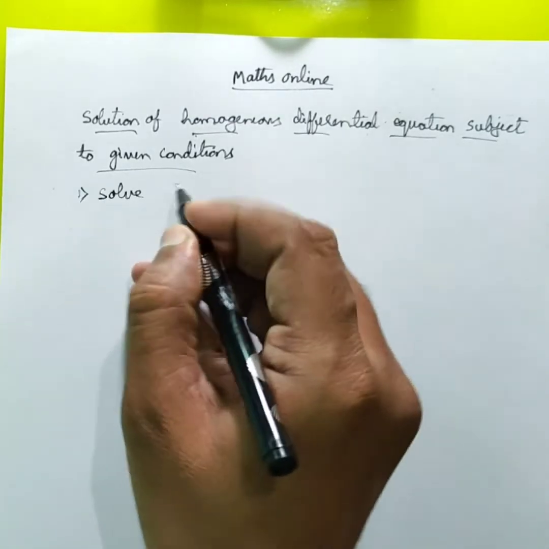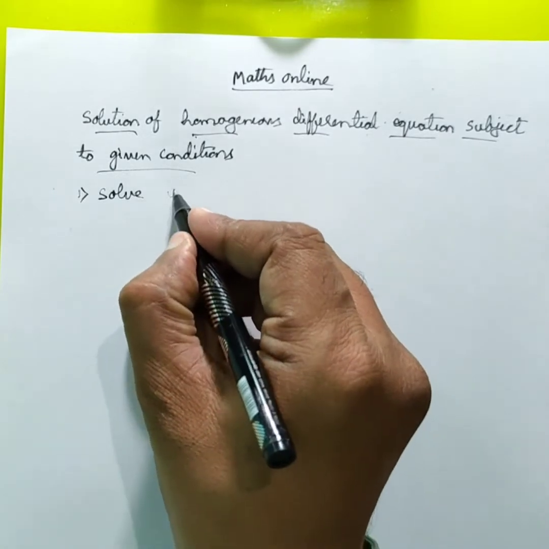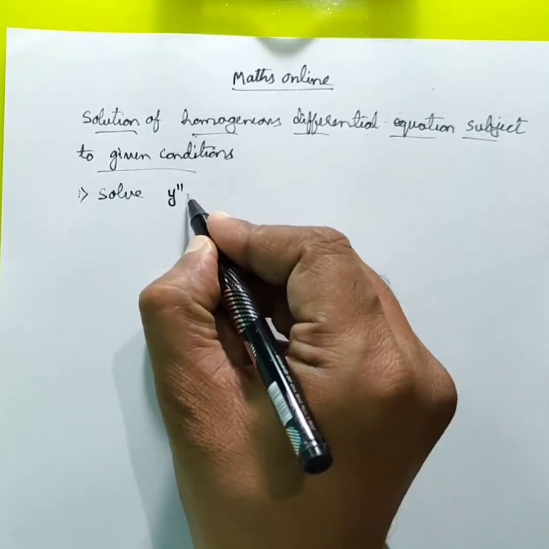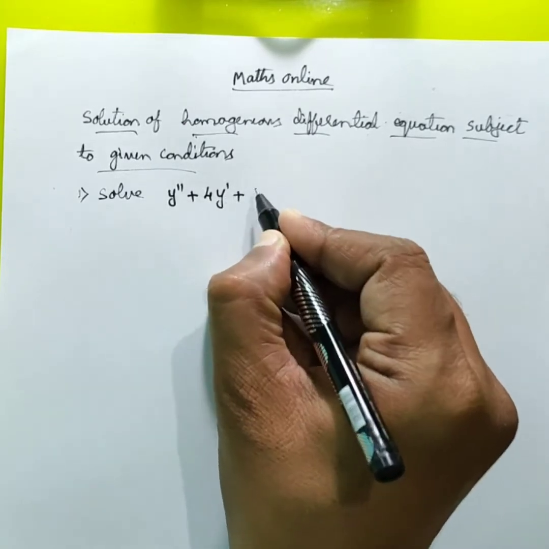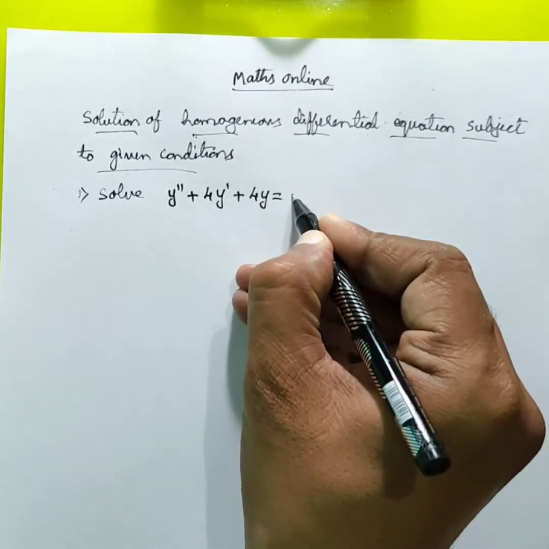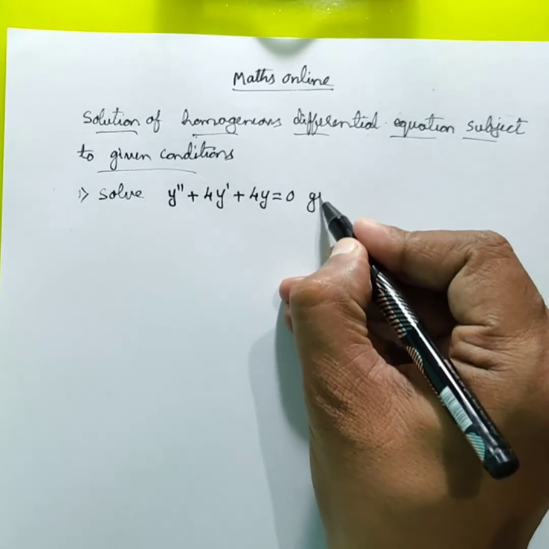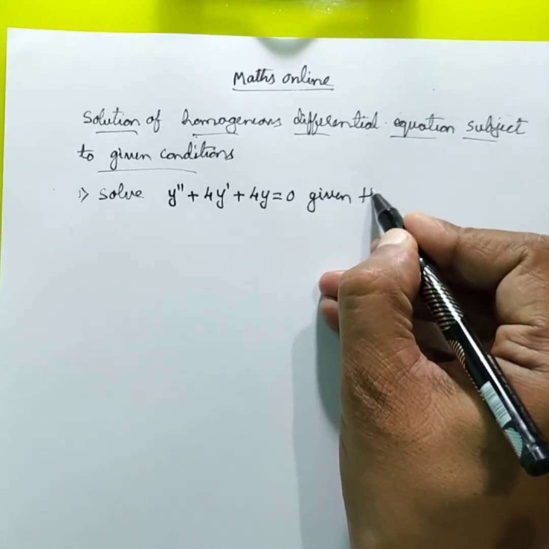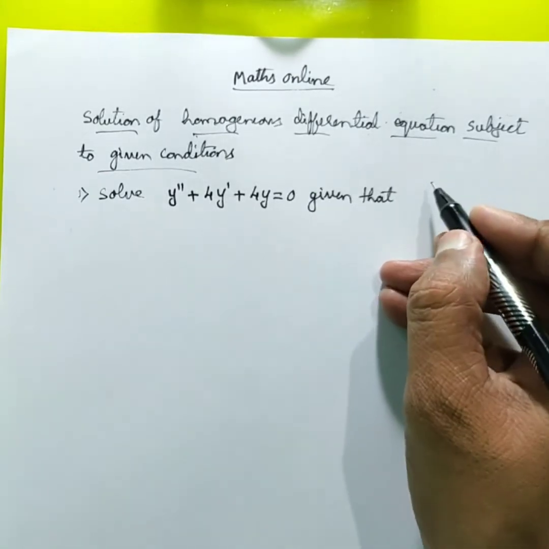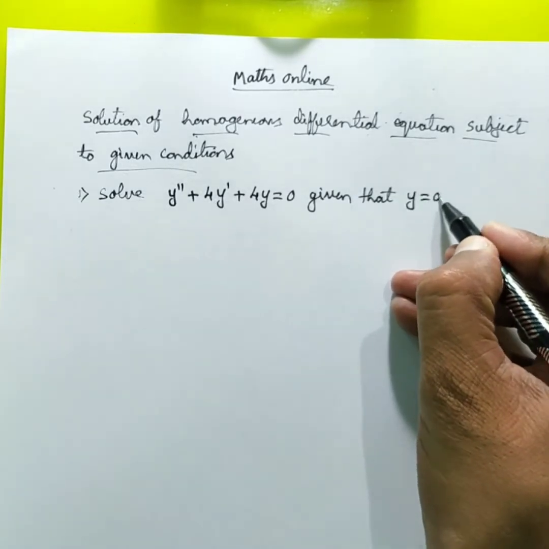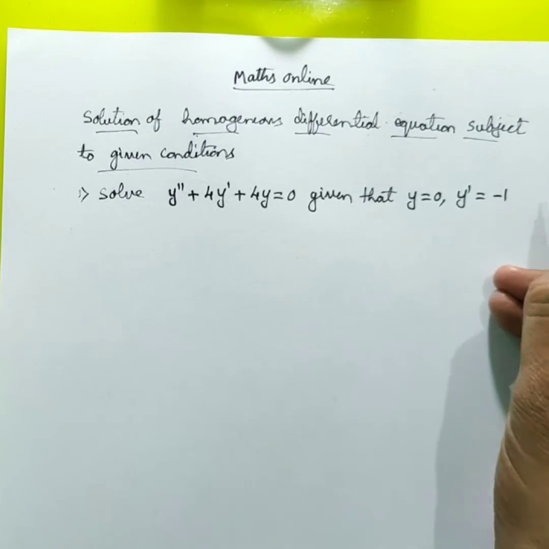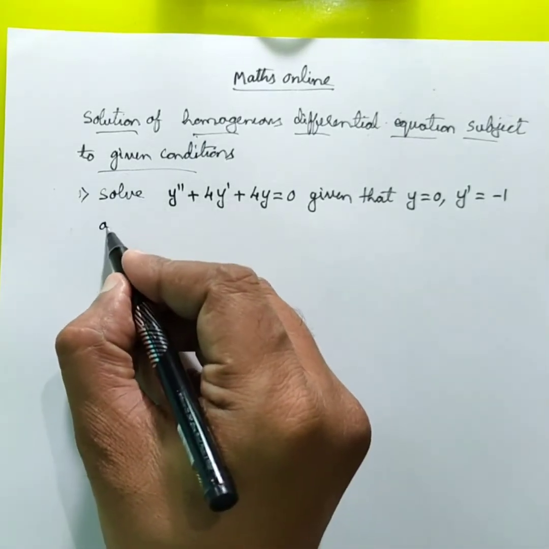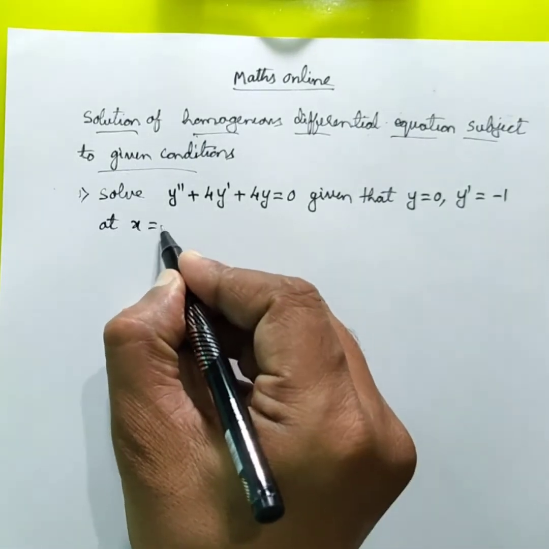Solve y double dash plus 4 times of y dash plus 4y is equals to 0, given that y is equals to 0, y dash is equals to minus of 1 at x is equals to 1.